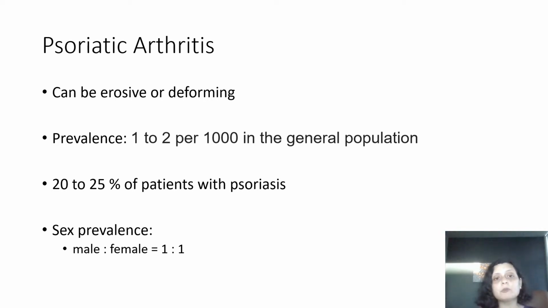The prevalence of psoriatic arthritis is about 1 to 2 per 1,000 in the general population. And if you take all the people who have skin psoriasis, then about 20 to 25% of people with skin psoriasis have psoriatic arthritis, and the sex prevalence is almost 1 to 1.